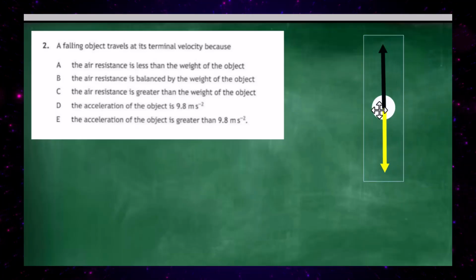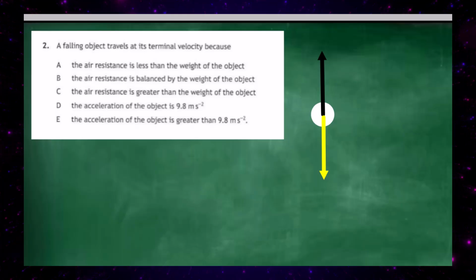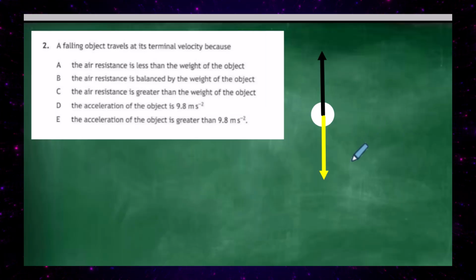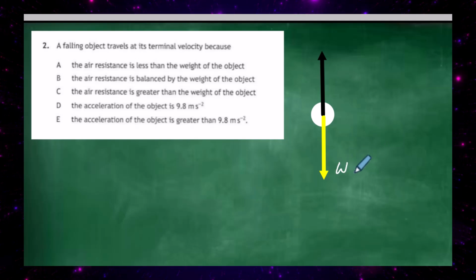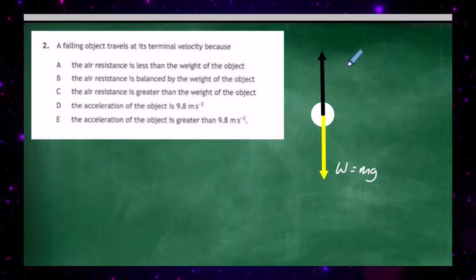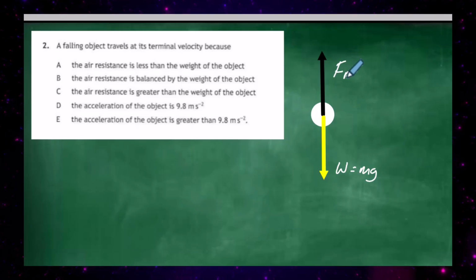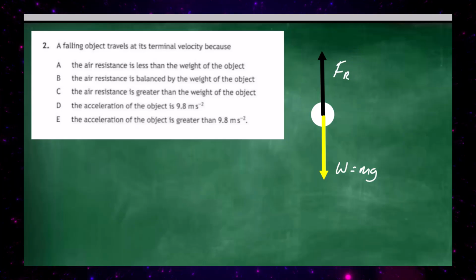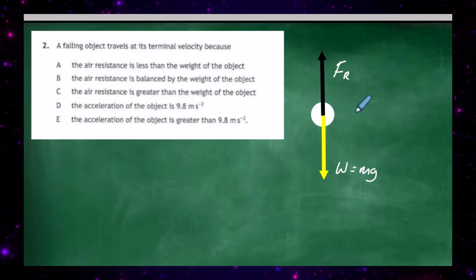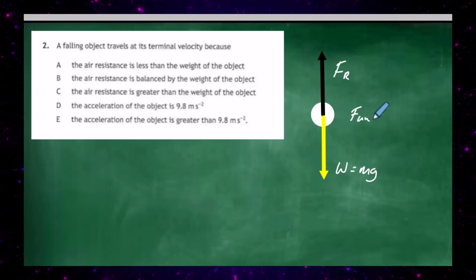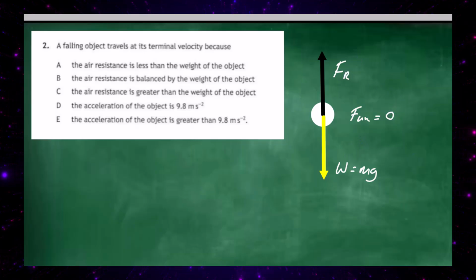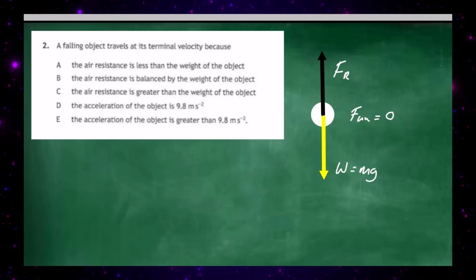If I can just draw that little diagram here, you can see that's what we've got. Once an object reaches terminal velocity, we have the weight acting down the way. We know that's going to be equal to mg. And there's going to be a resistive force acting up the way, which we'll just call Fr, the resistive force. For the situation where we have terminal velocity, there's no acceleration. Therefore, the unbalanced force acting on it must be equal to 0, because the force of resistance balances the weight of the object coming down through the air.